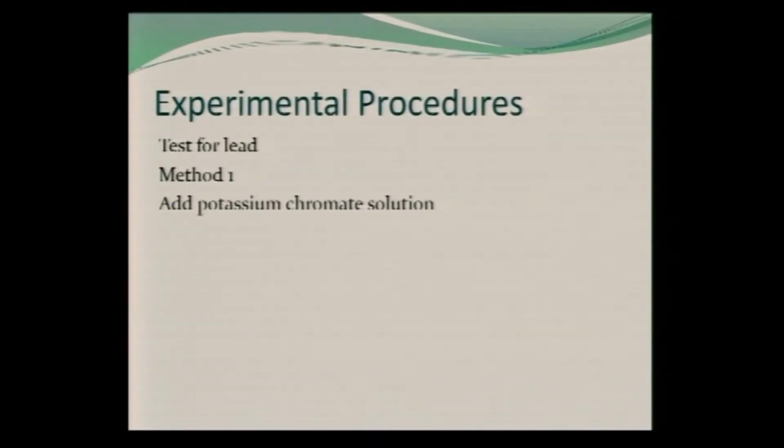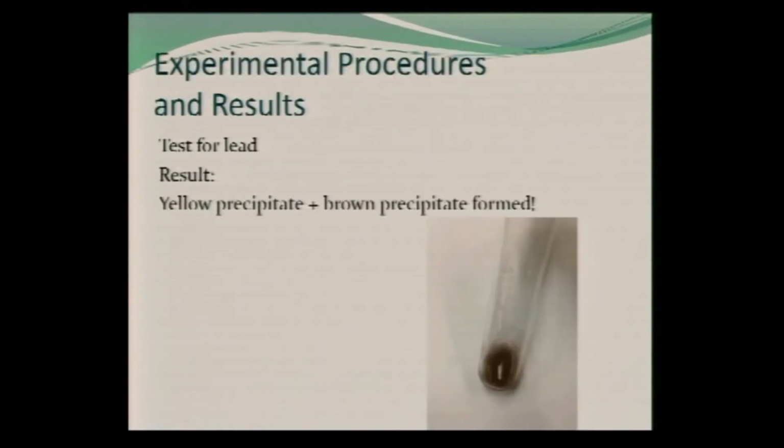Lastly, we have tested for the presence of lead. We add potassium chromate solution into the sample. Our expected result is yellow precipitate. However, apart from yellow precipitate, brown precipitate was also formed. You may wonder why there were two types of precipitate. Therefore, another chemical test is used to further identify the chemicals.